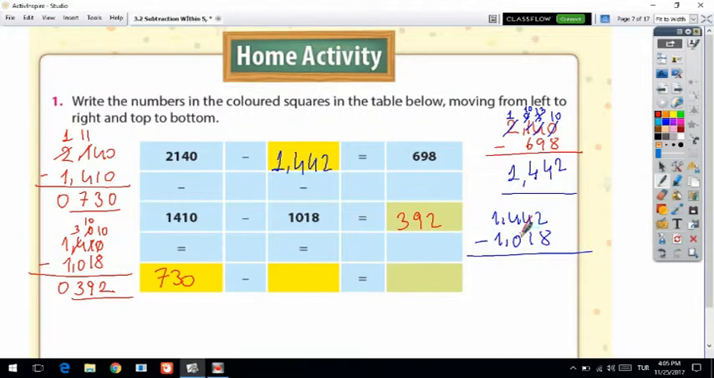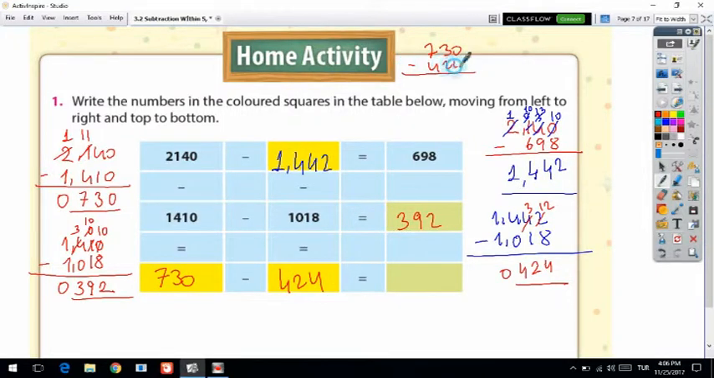2 minus 8 we cannot, so 4 could be 3, then 2 will be 12. 12 minus 8 is equal to 4, then 3 minus 1 is equal to 2, then 4 minus 0 is equal to 4, then 1 minus 1 is equal to 0. So your answer is 424. So just one space is left to find. Now let's do it here.